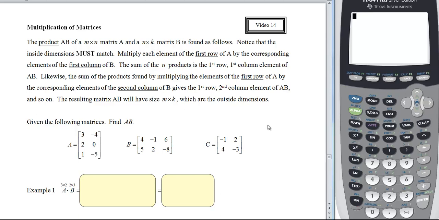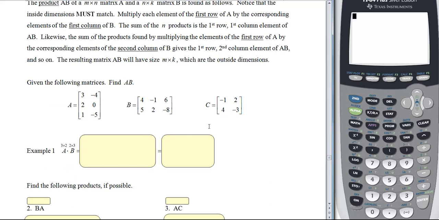So I need you to pause me just a second and put matrices A, B, C in your calculator. And as I go on, I want to find matrix A times B. First thing you need to do when you have multiplication, or even when you have addition, is size the matrix. So A is a 3 by 2, B is a 2 by 3. Inside numbers match, so that means I can do the multiplication. Outside numbers, that 3 and 3, are going to tell me what my answer is going to be.